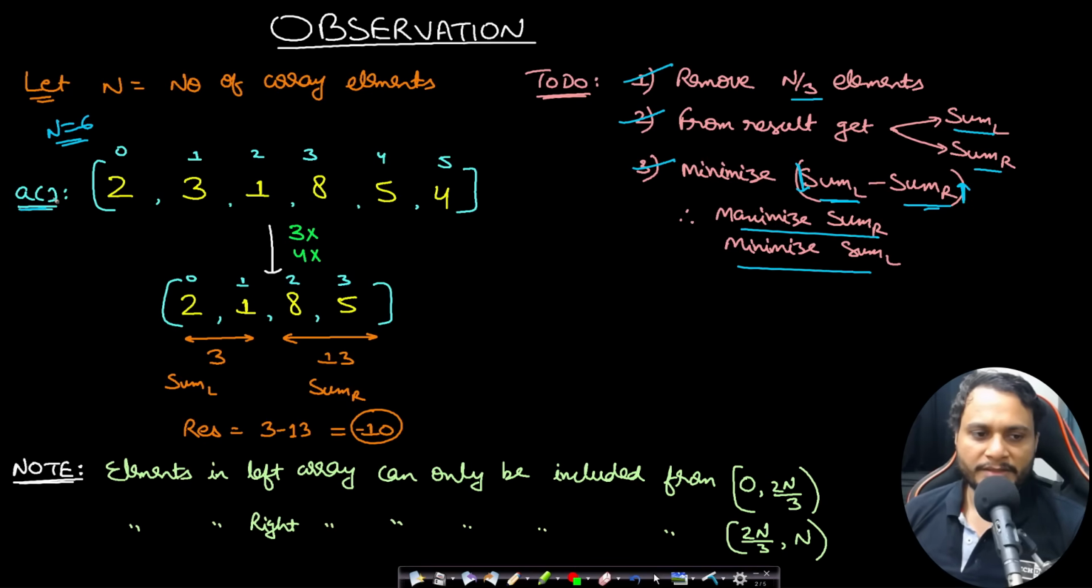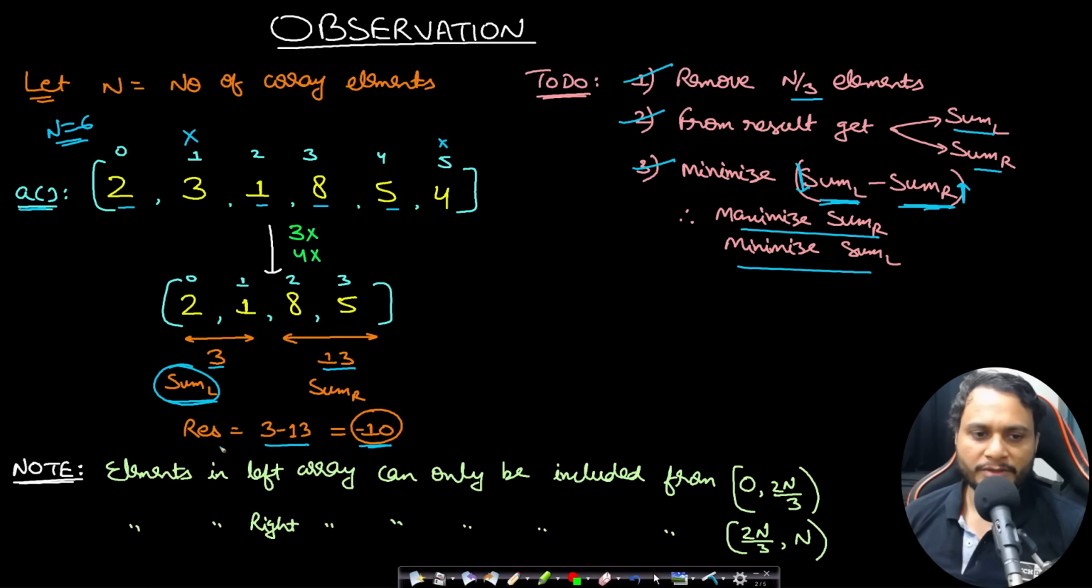Now, given this example array, if I remove the index 1 element and the index 5 element, then I will get the array 2, 1, 8, 5. If I take the left sum, it will be 3, and the right sum will be 13. If I take the difference, that is going to be minus 10. And this will be the minimum possible sum left minus sum right. So this is the optimal decision which I have already shown you.